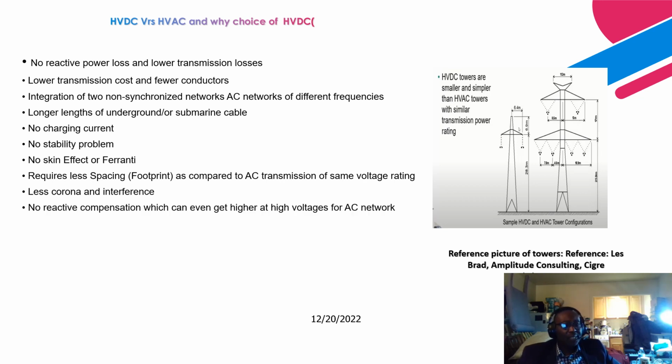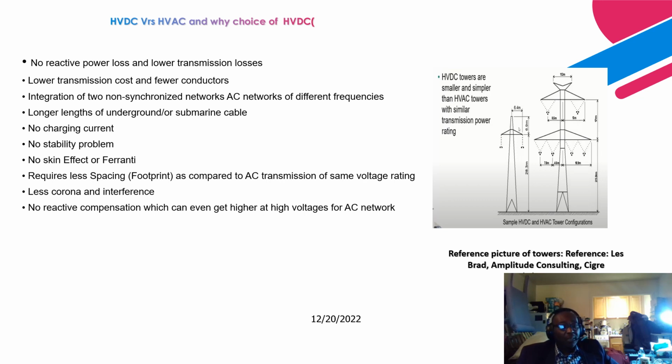Also, you have less corona. Corona is much more prevalent in HVAC transmission, where you have a higher electric field that breaks down the air around the conductor, and that can have an effect on the insulators that are holding the conductor. It can also cause interference with communication lines close to the transmission system. You wouldn't have such a phenomenon in HVDC.